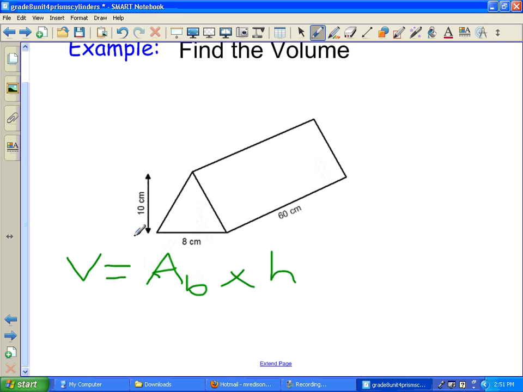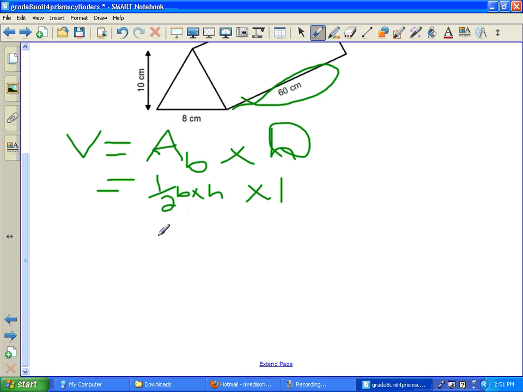So right here, we're going to look at the volume is going to be equal to area of the base is a triangle. So half the base of the triangle times the height times the length, which will be this one. So I'm going to put the length. So half of the base, half of 8 is 4. And then we're going to times that by the height of this triangle, and that's going to be 10. And then we'll have to times that by the length right here, which will be 60.